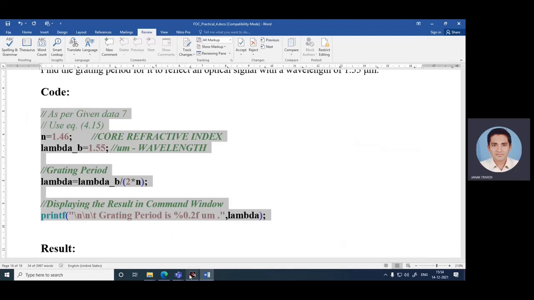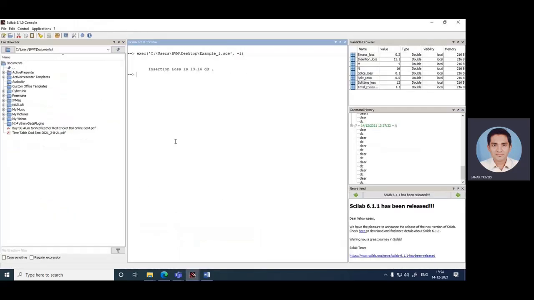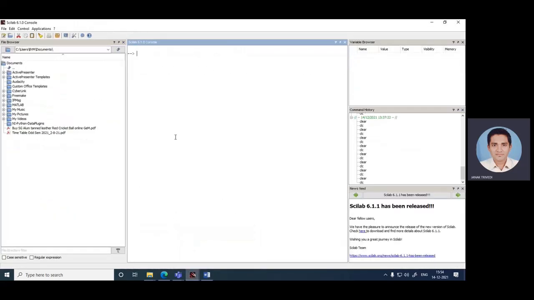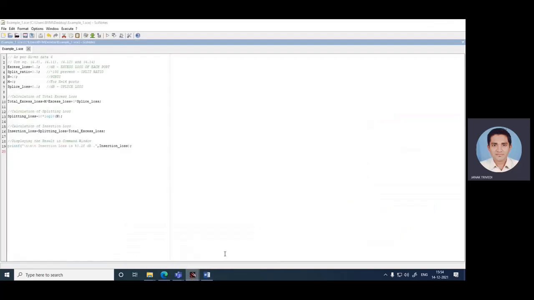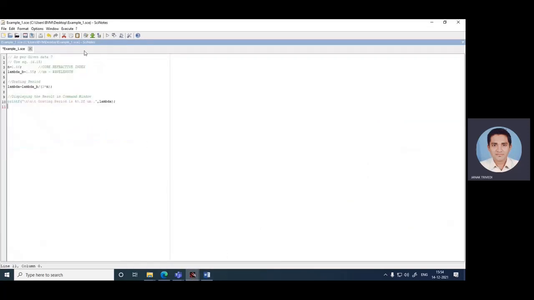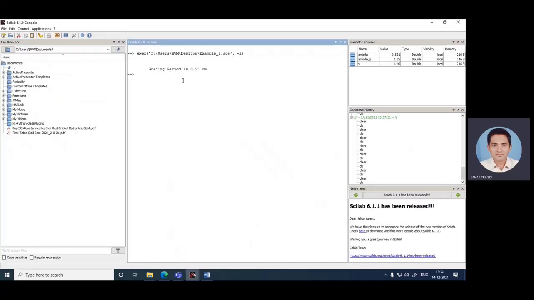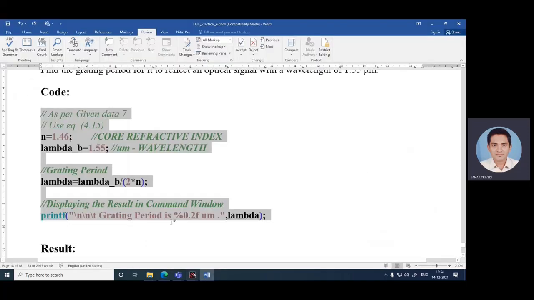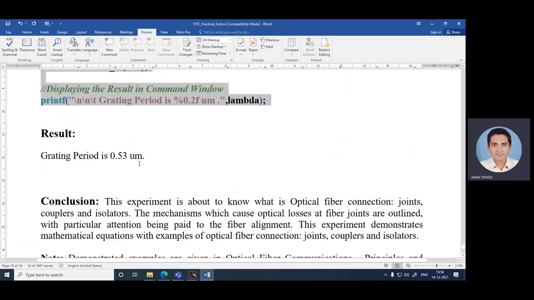Very simple example this is. So yes, we first clear the console window, execute this command and check the result. Okay, so grating period is 0.53 micrometers. So let's check the results. Yes, the same is displayed in this particular document.